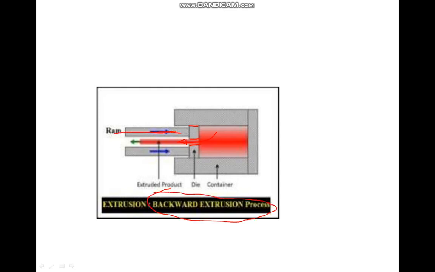In this case, the ram is moving in this direction and the extruded component is moving in the opposite direction to the ram movement. So this process is called the backward extrusion process, and it is used to manufacture many tubes, hollow pipes, rods, and window frames. It consists of a hollow ram, die opening, this is the container, and this is the billet. You know that a billet is a hot material possessing some thickness, some weight, and like that. So this is the backward extrusion process.